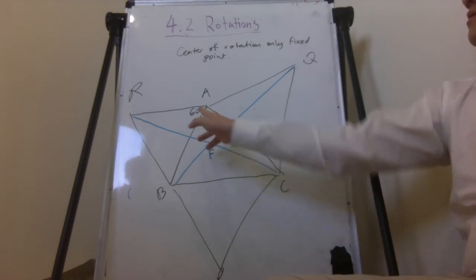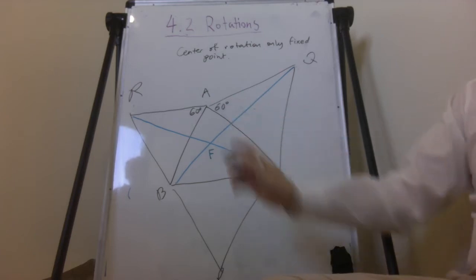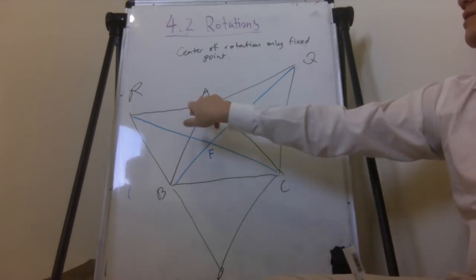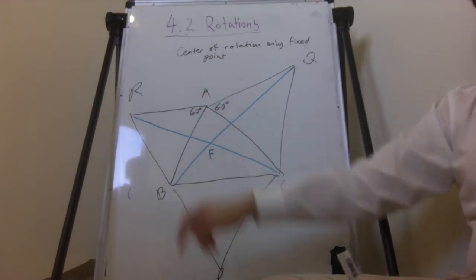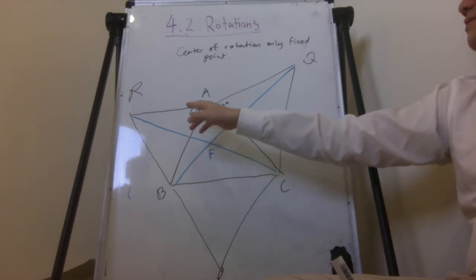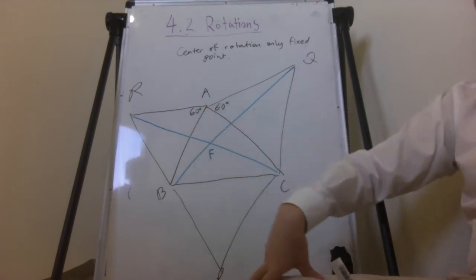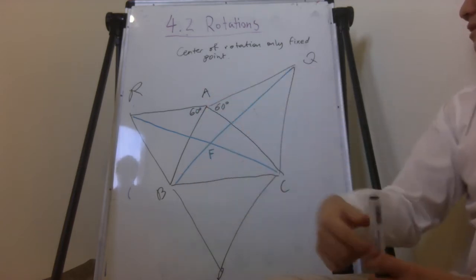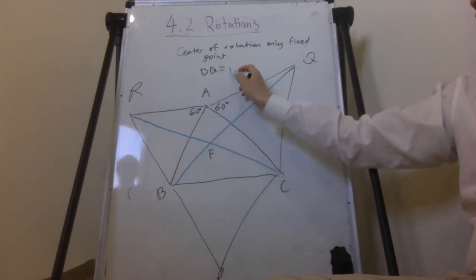Because this is 60, when you rotate here, that angle is the same. So when you rotate 60, AR turns into AB, and AC turns into AQ. They're equilateral, but they're the same anyway, and the angle is the same. So in particular, it says BQ is equal to RC.